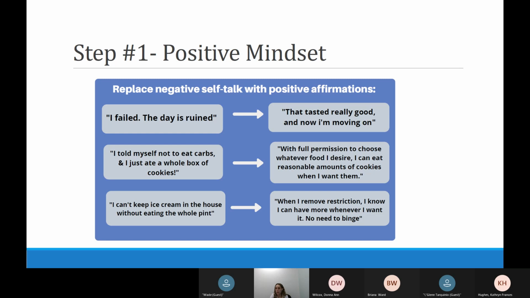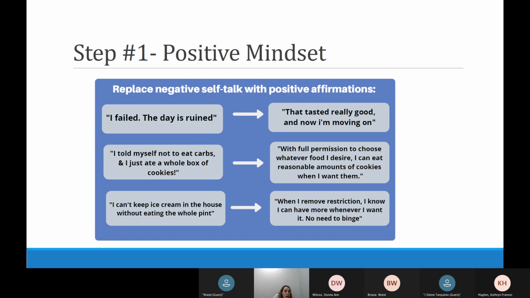Sometimes in our culture, it's this all or nothing mindset. Okay, I had ice cream, so during the afternoon, I stopped at the ice cream truck. Well, my day's already ruined, so I might as well have pizza for dinner tonight. No, your morality is not attached to food. Food is neither good nor bad, and we are neither good nor bad based on what we eat.